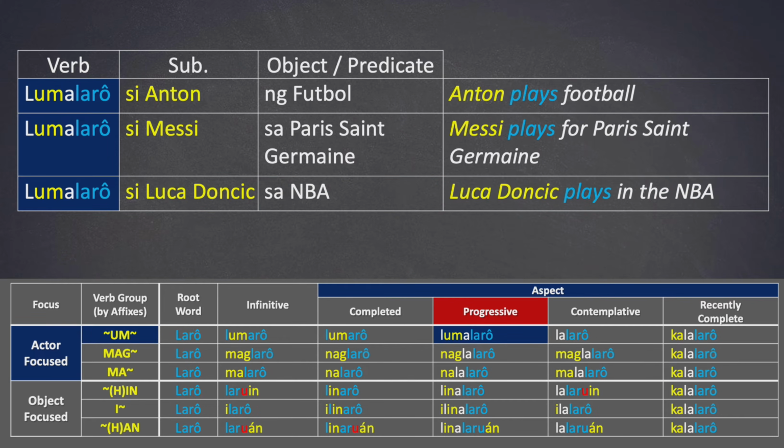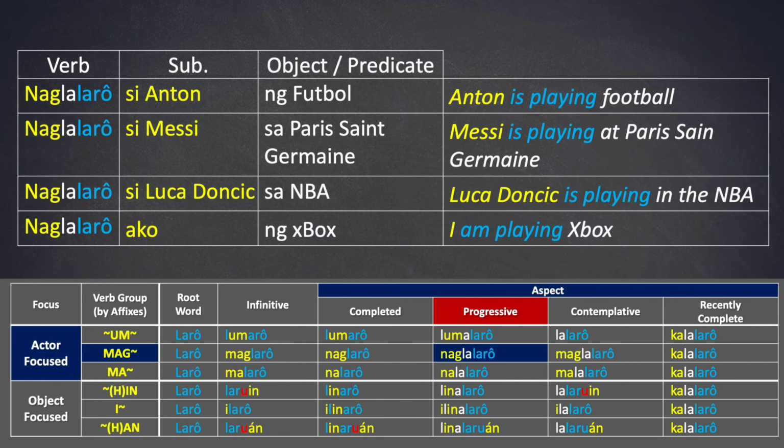In my last video, I told you that the imperative verb LUMARÅ is an intransitive verb that can't accommodate an object. Once it is used in the progressive, completed, and contemplative aspects, that intransitive nature becomes blurred. As you can see in these examples, it can exist with an object. Ayos ba? Let's have some more examples.